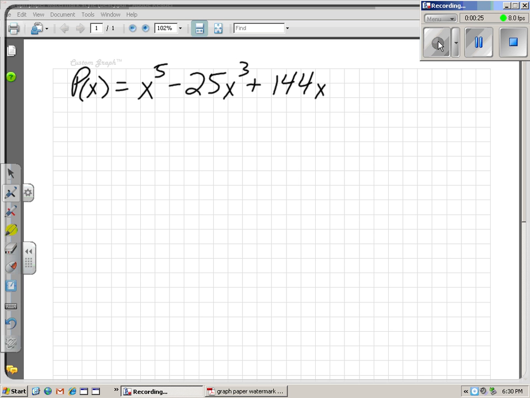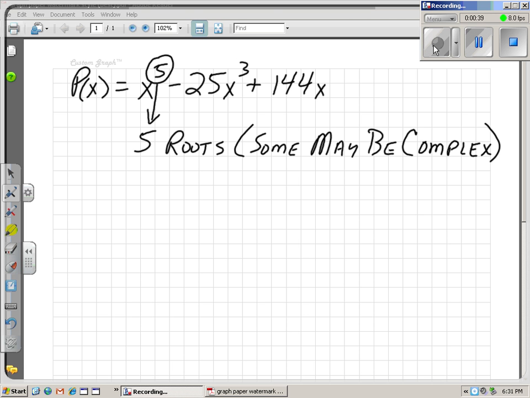All right, look at this polynomial: x to the fifth minus 25x cubed plus 144x. What do we know without even doing anything yet? What do we know just by looking at the polynomial? I know it has probably 5 roots. Some of those roots might be complex. Some of them real, some of them complex.